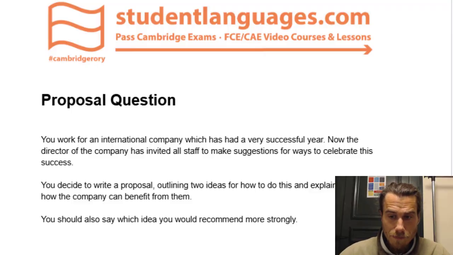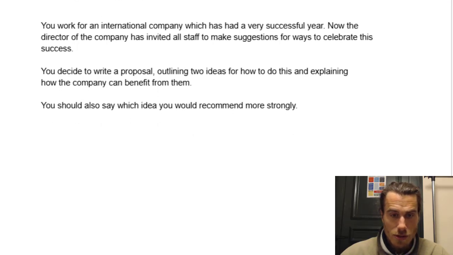The question for this part 2 proposal is: you work for an international company which has had a very successful year. Now the director of the company has invited all staff to make suggestions for ways to celebrate this success. You decide to write a proposal outlining 2 ideas for how to do this and explaining how the company can benefit from them. You should also say which idea you would recommend more strongly.